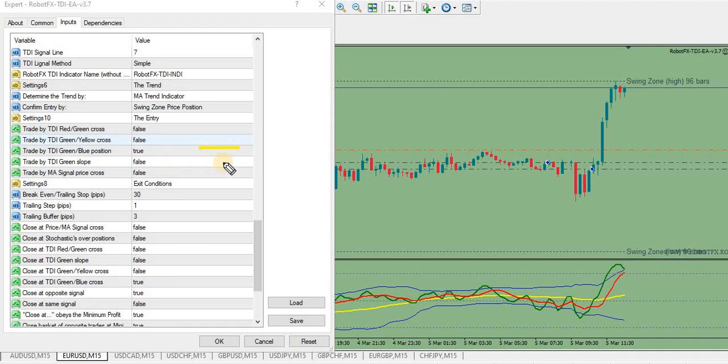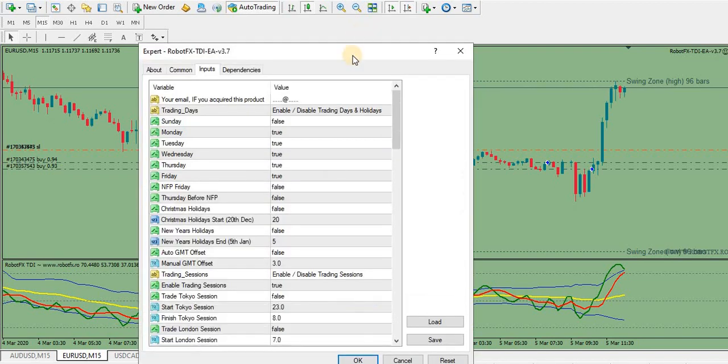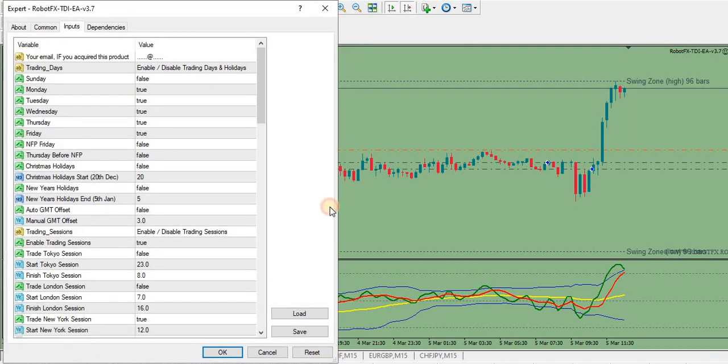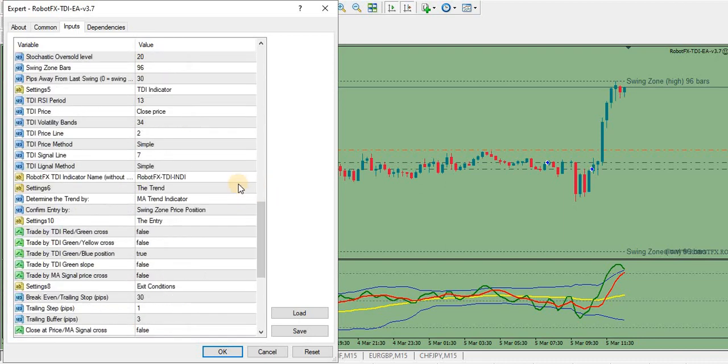Now here we have two blue lines. These are the volatility bands of the TDI Expert Advisor. You can see them, the upper and the lower blue lines, and the price usually bounces between them. Now with the settings that we just reached, the TDI green blue intersection cross, that means that the Expert Advisor will open a buy, as we're in buy trend, in uptrend now.